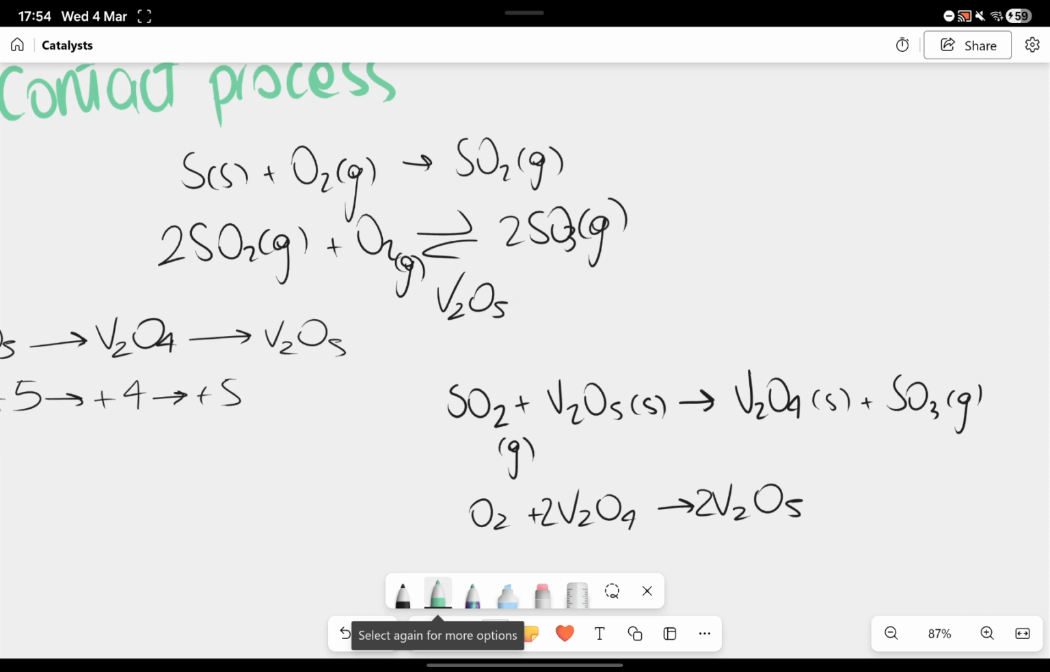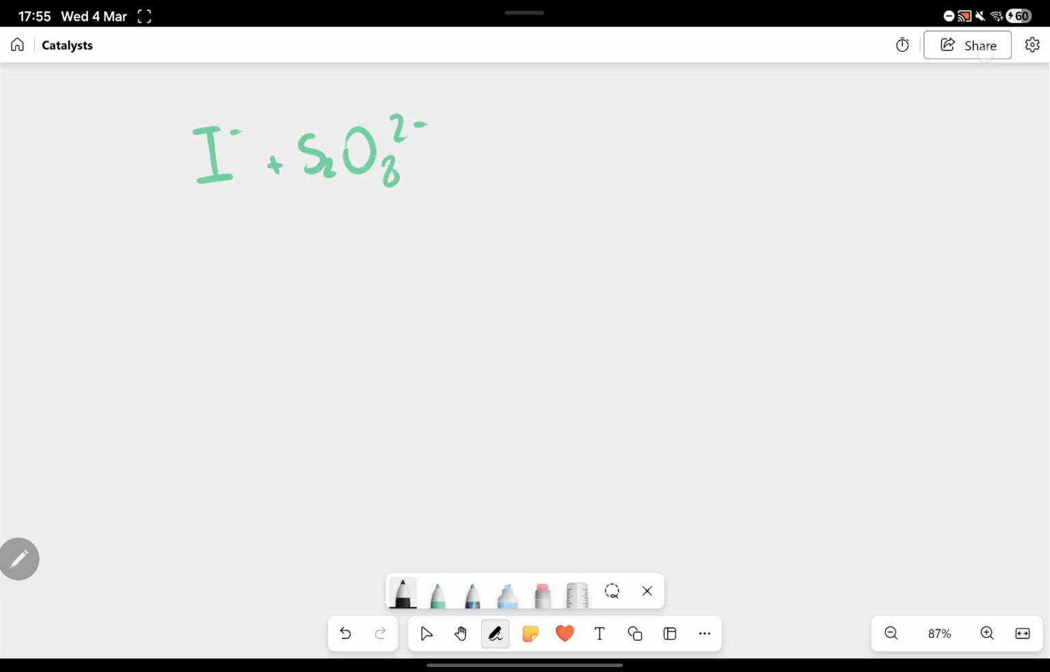And now let's go with the example you must know for homogeneous catalyst. The reaction between iodide and the peroxodisulfate ions, what a mouthful that is, don't worry, you don't need to know the name, it's catalyzed by iron. And of course, iron, it's a catalyst.